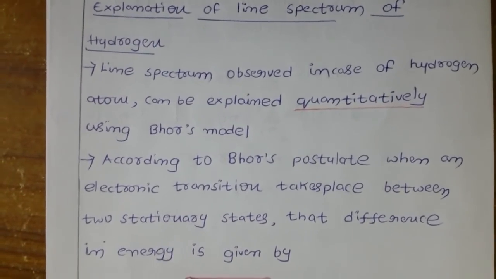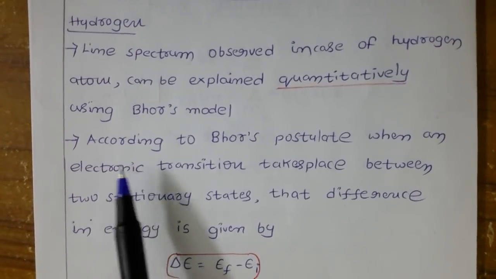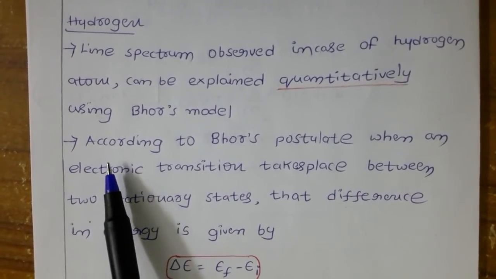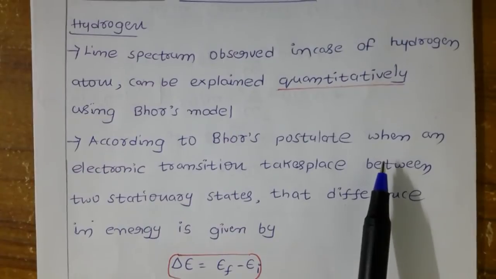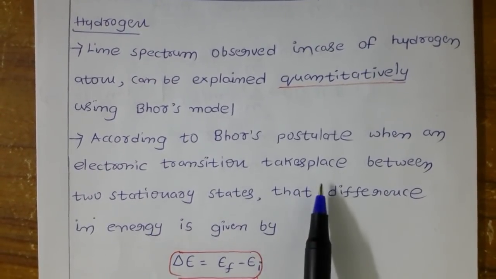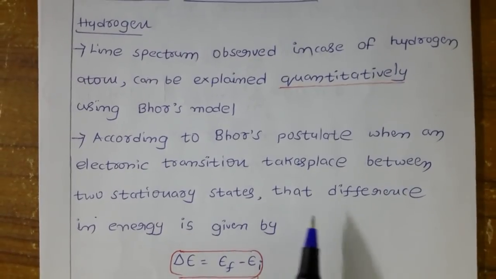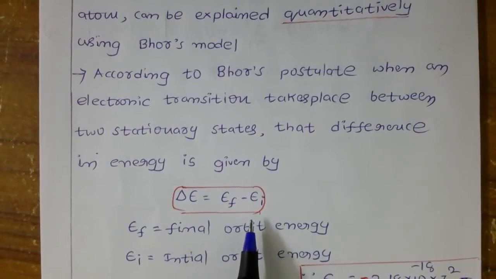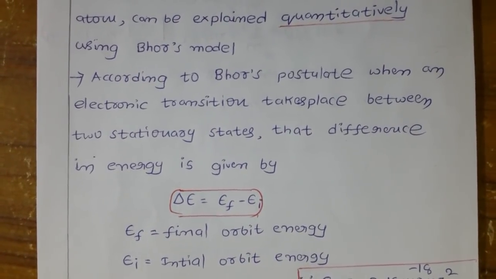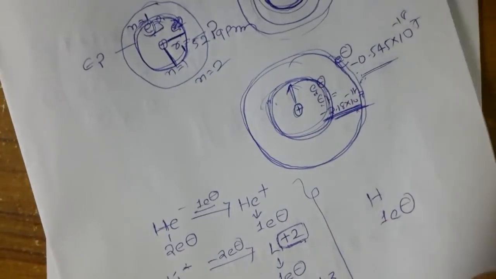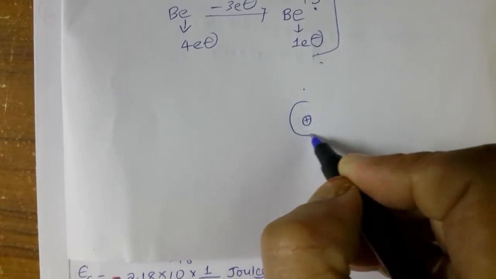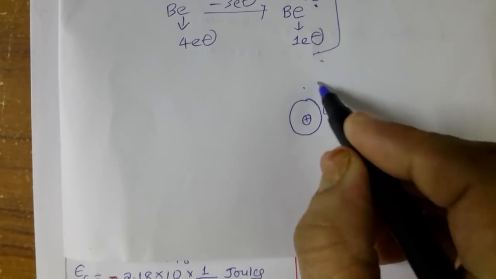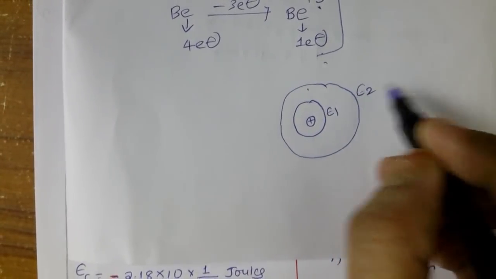Now if you see in one of Bohr's postulates, according to Bohr's postulate, when an electronic transition takes place between two stationary states, the difference in energy is given by delta E equal to E final minus E initial. So we already discussed this in the last class. For example, this is a nucleus, this is the first orbit having the energy E1, and this is the second orbit having the energy E2.